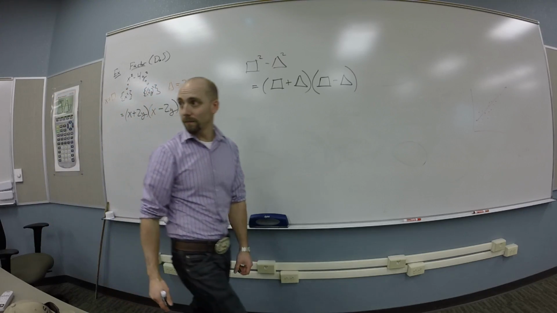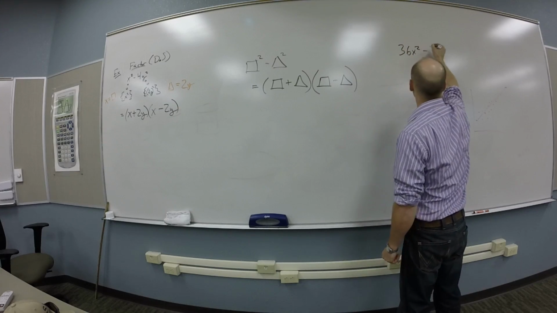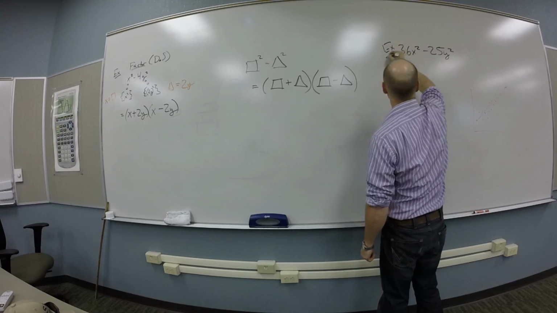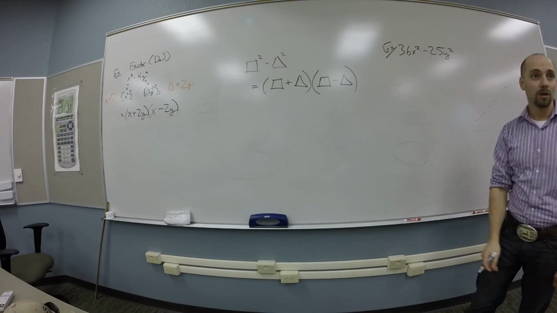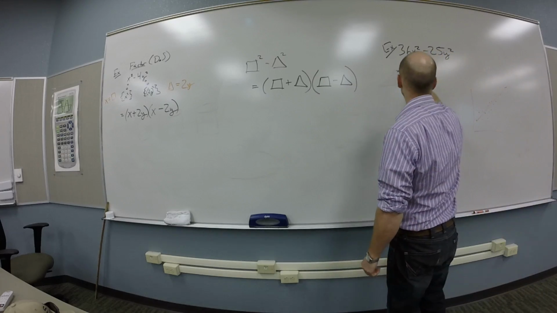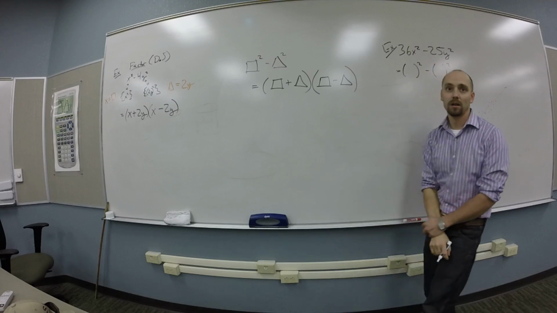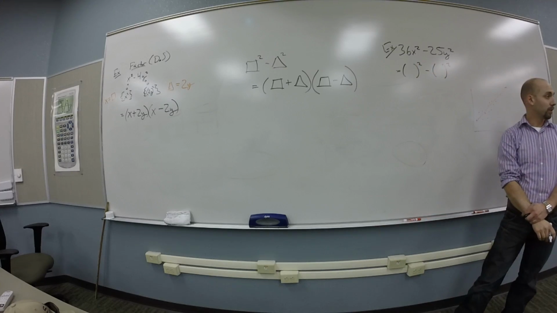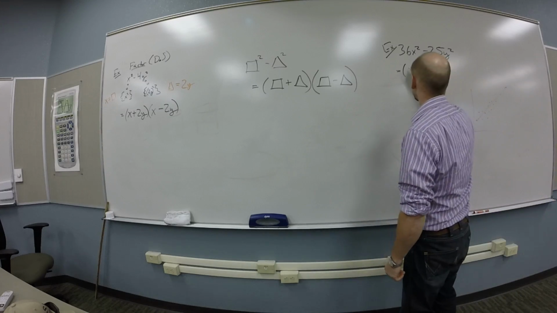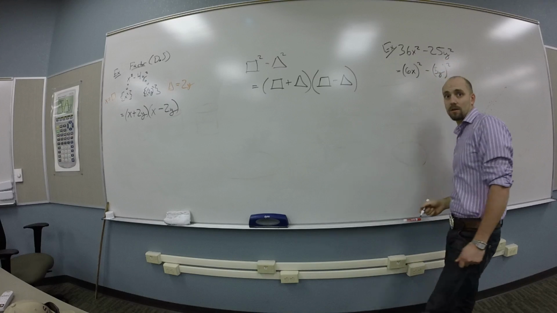Sure. 36x squared minus 25y squared. Okay, cool. All right, so same instructions, right? I need to think about this as something squared minus something else squared. What are the somethings? 6x and 5y, right?